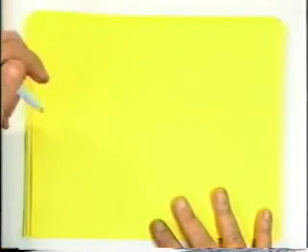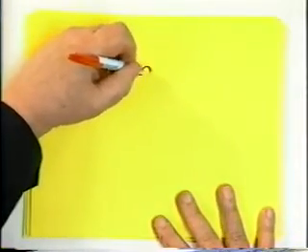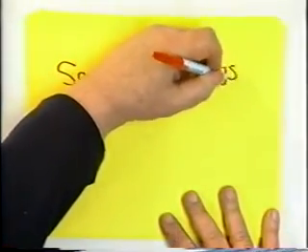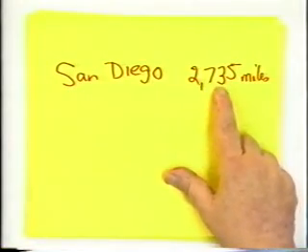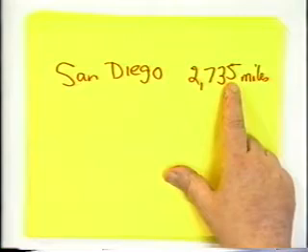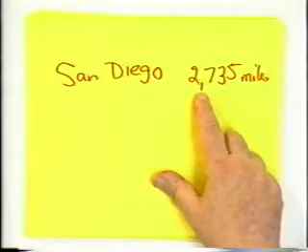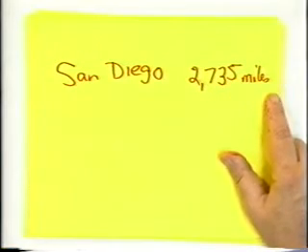Okay? So let me give you an example of what might happen. Have you ever seen a sign when you're driving, and can you picture something that might say, let's say, San Diego, 2,735 miles. Do you really believe when that sign says 2,735 miles that it is exactly 2,735 miles? Is it possible that it's 2,735 miles and 436 yards?